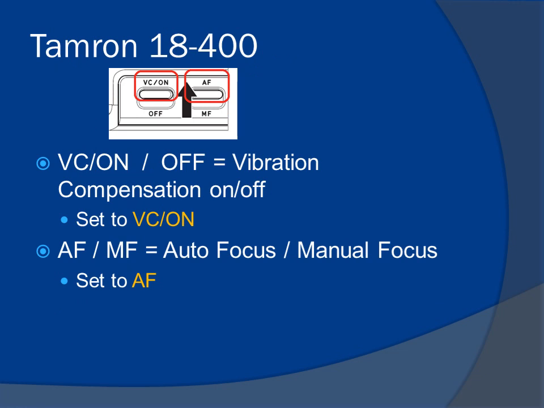Tamron 18-400, only 2 switches on this lens. VC on or off, set it to VC on. AF-MF, set it to AF. If you set it to MF, like the other lenses, the lens will not focus for you.